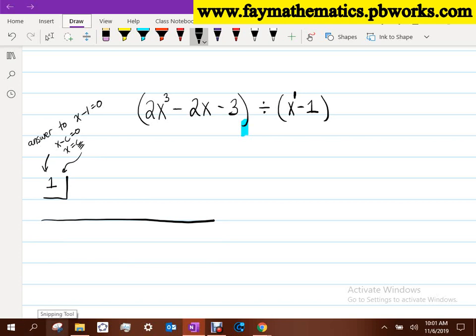Okay? The next thing, we construct a row here of coefficients. And the coefficients are the coefficients that are in our original P of x, right? Okay. Now this is where we have to be very aware and vigilant of how this thing is structured.